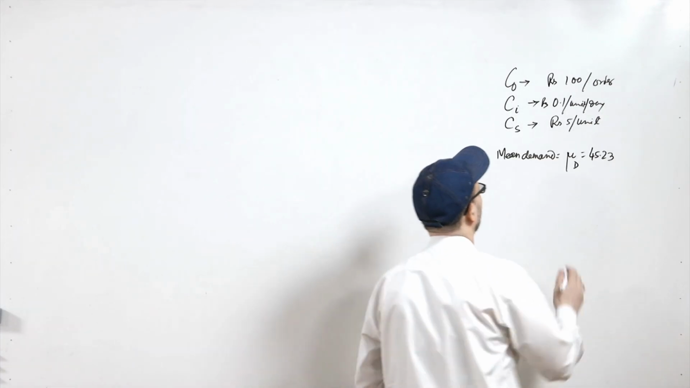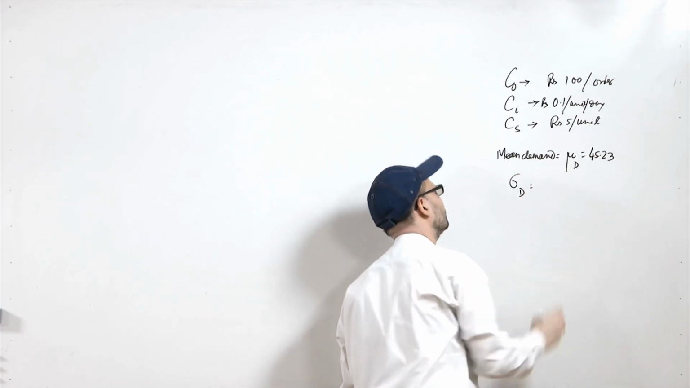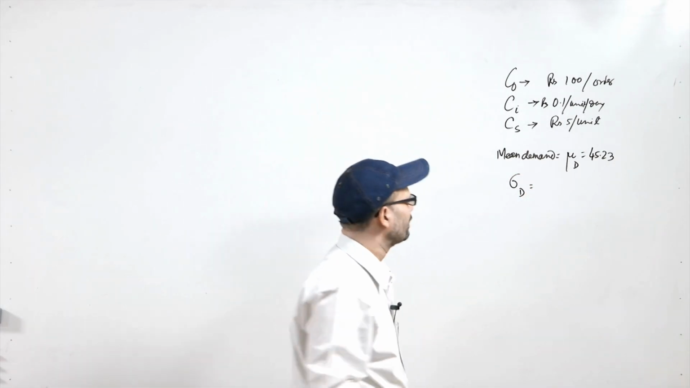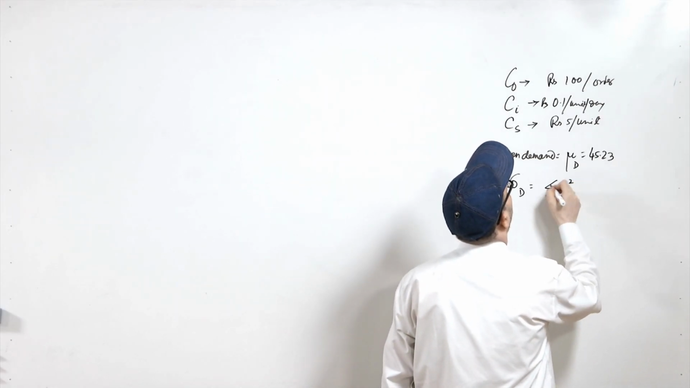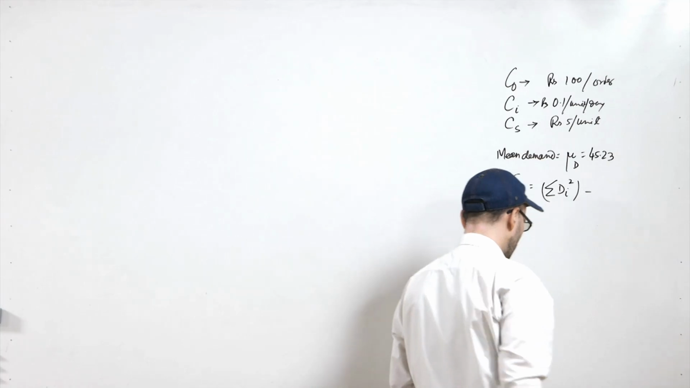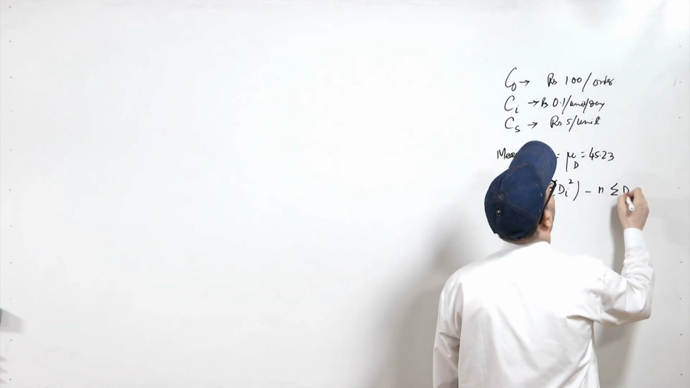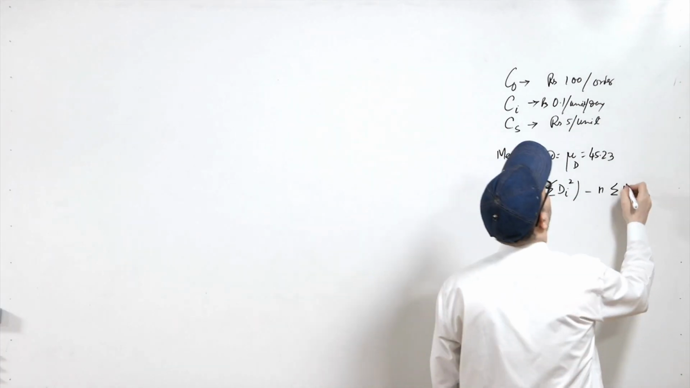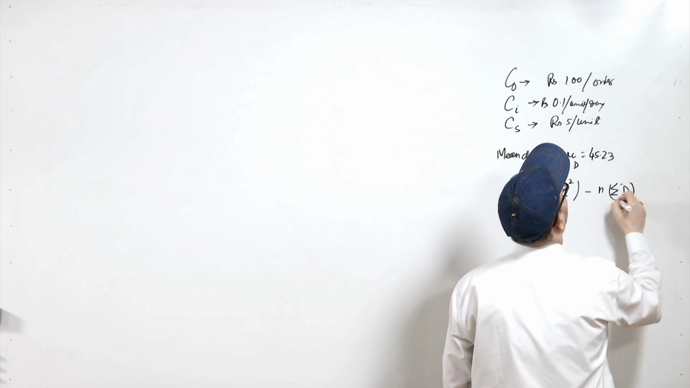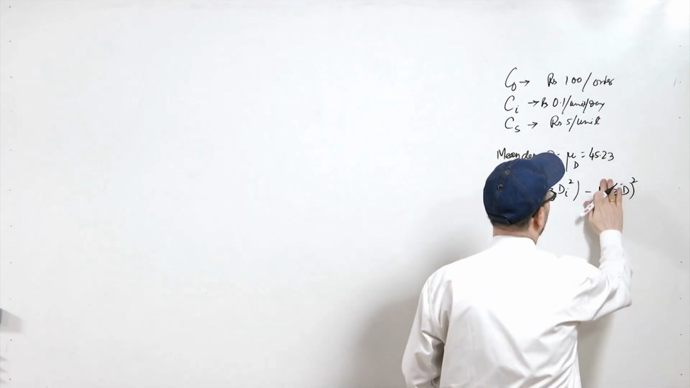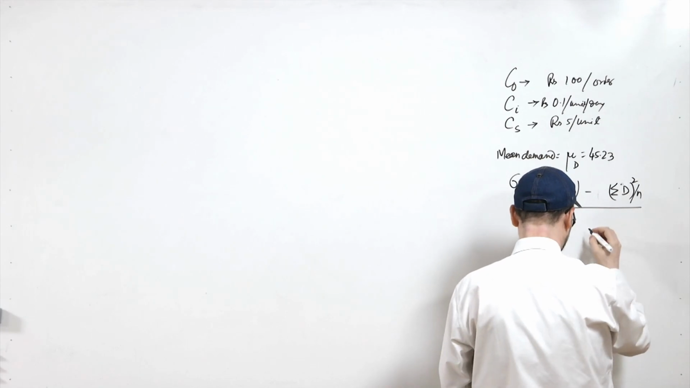Similarly, you can calculate the standard deviation of the demand. That will be the summation of d i square, minus n times the square of the mean demand, that is, the summation of d square divided by n, and then it will be divided by n minus 1.